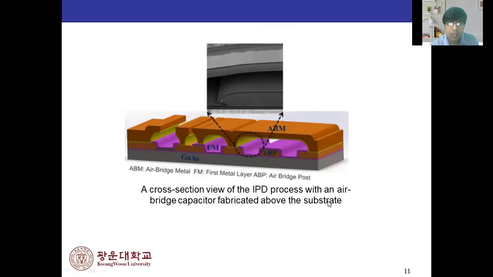You can see the indication, and this is also the practical view and the simulation view. Here you can see the substrate is gallium arsenide, and the first metal is the blue color. This is our first metal layer, and this is also the air bridge layer, the air bridge post. These are called the air bridge post, and the IBM is basically an air bridge metal. It is the top metal, the orange color, and this is also a practical cross-sectional view.